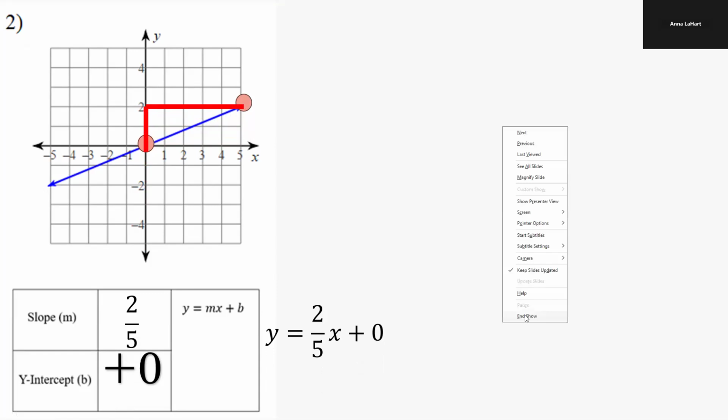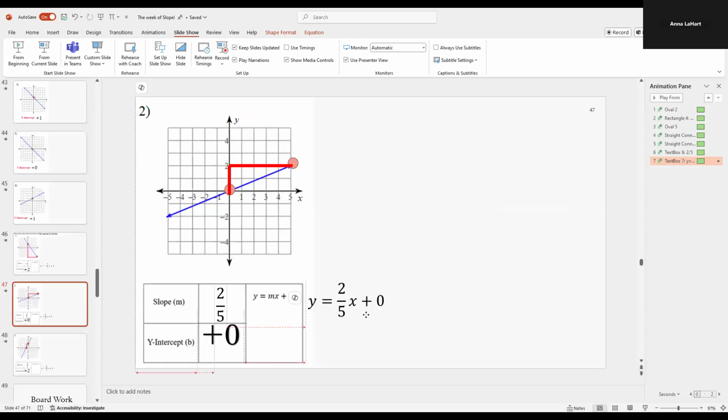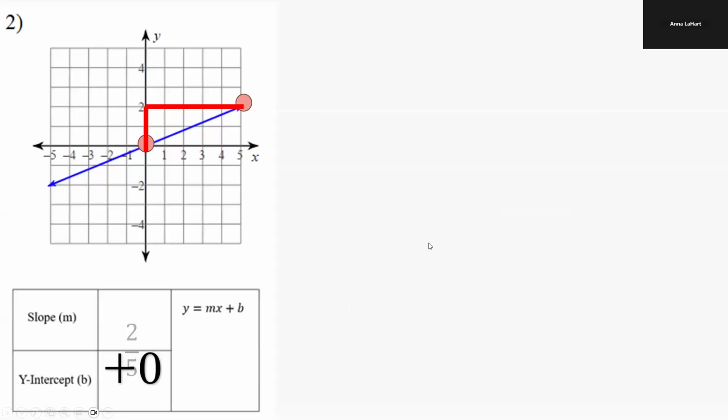Now, do you have to write the +0? No, you don't. And I'm fixing it already. You could write it and leave it like that, and that would absolutely be fine. Whatever works. Both are equivalent.